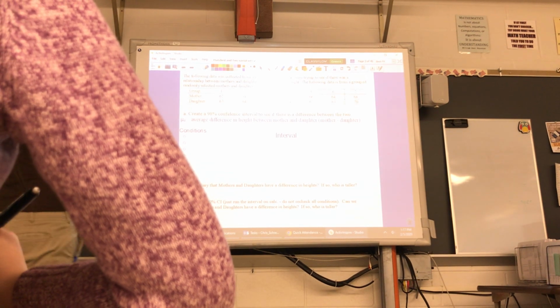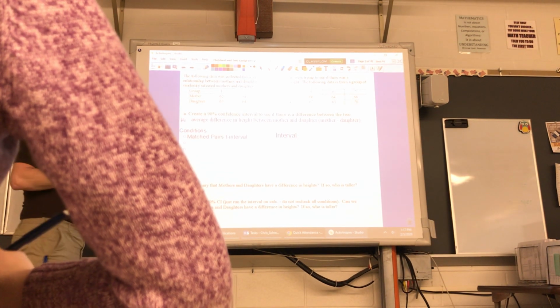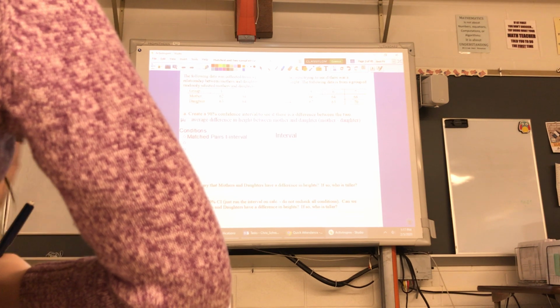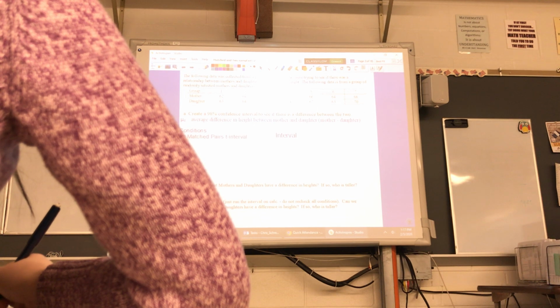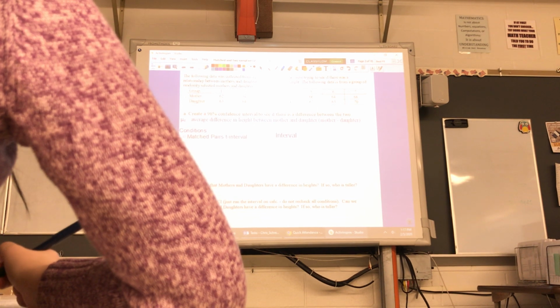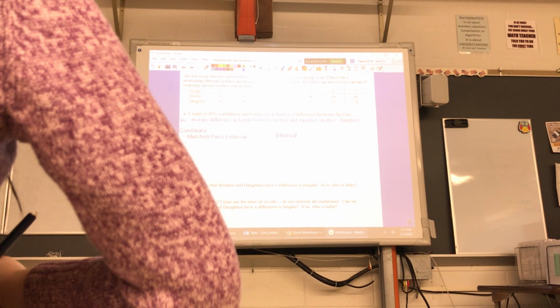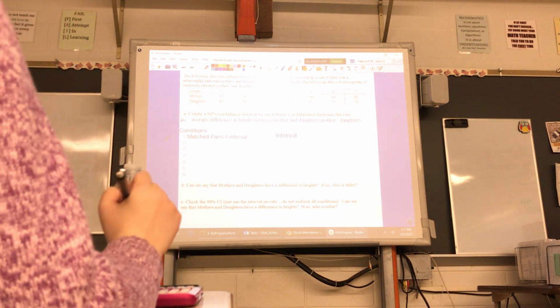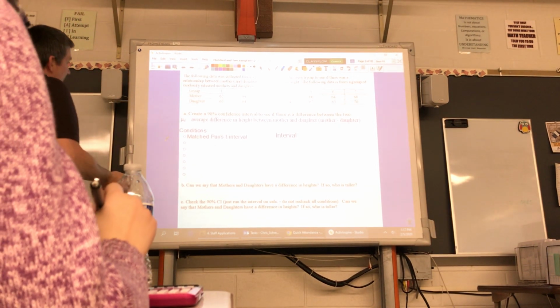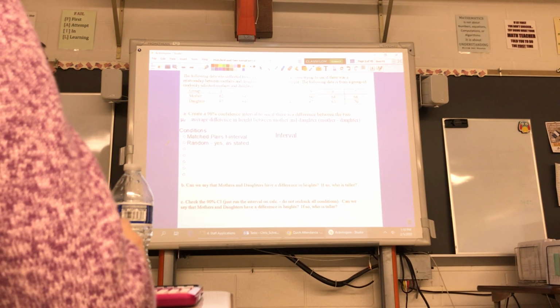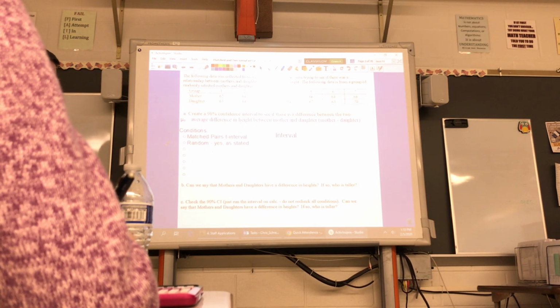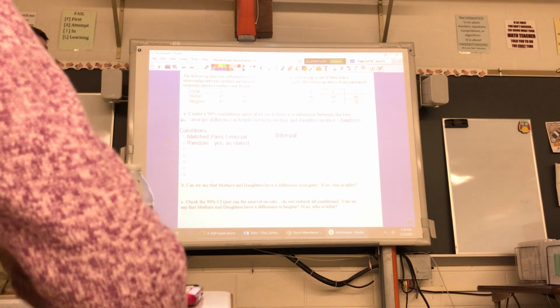All right. Name of this is matched pairs t-interval. There is no matched pairs t-interval in your calculator. This is going to be the same t-interval that we used before, but we want to call it the matched pairs t-interval or paired t-interval. These mothers and daughters were selected at random, so we can say that.